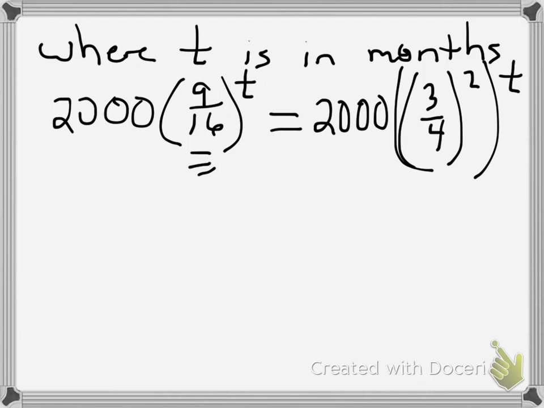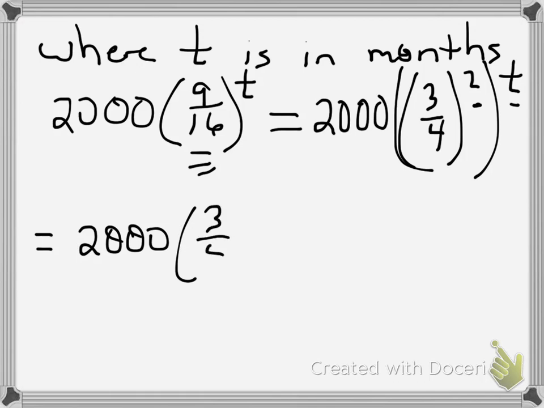So now I have a power raised to a power. A power to a power means I multiply the exponents. So my equation can be rewritten as 2,000 times 3/4 raised to the 2t power. Now I've rewritten my equation with a decay factor of 3/4 instead of 9/16, which is what I wanted to do.